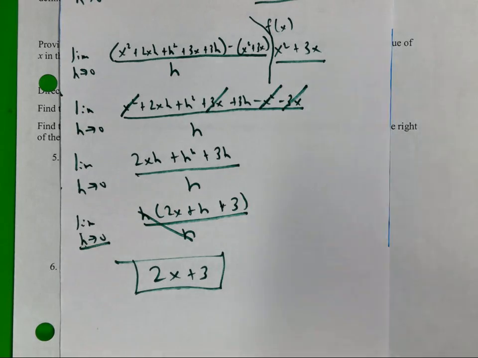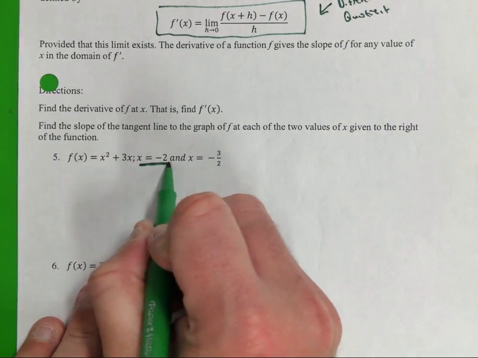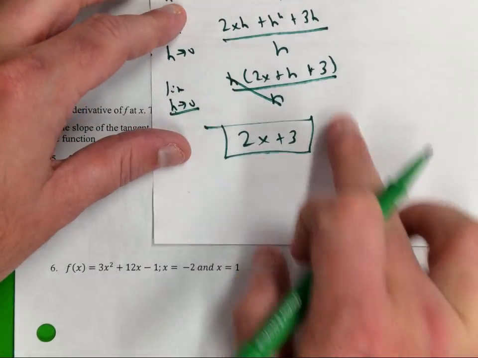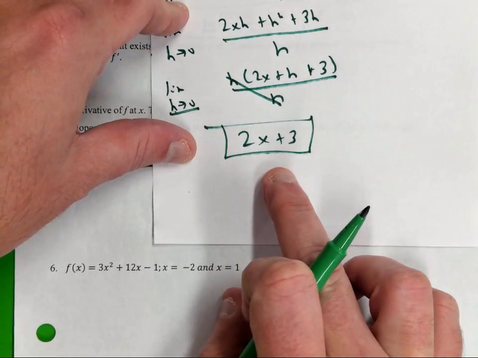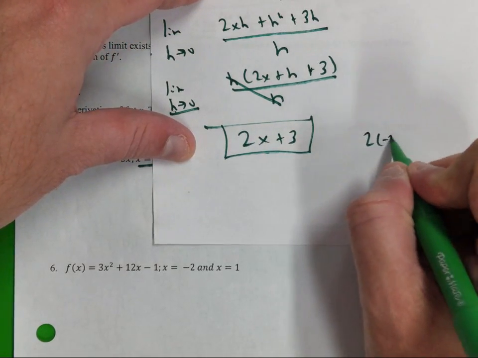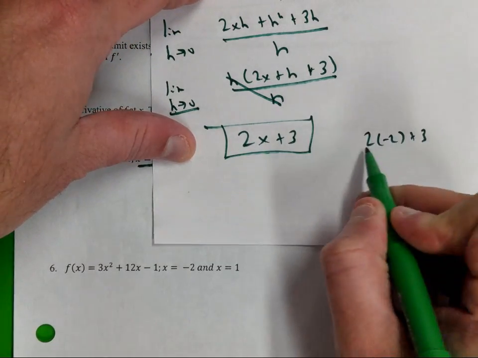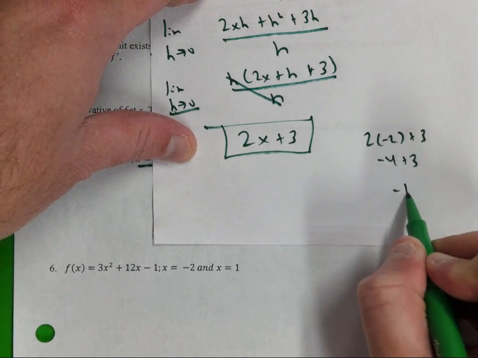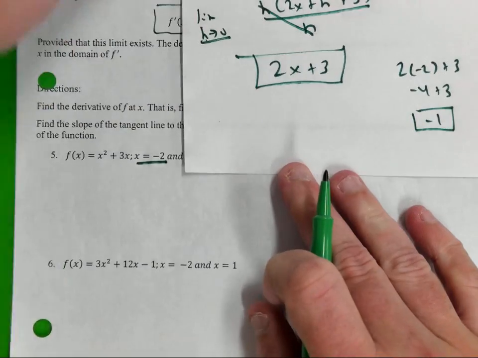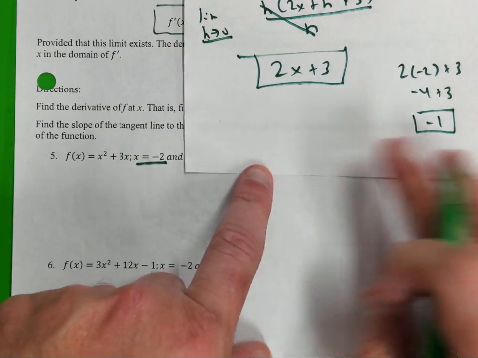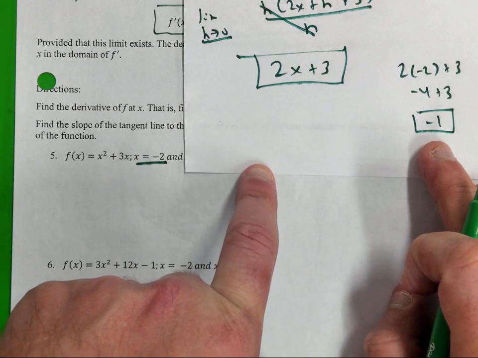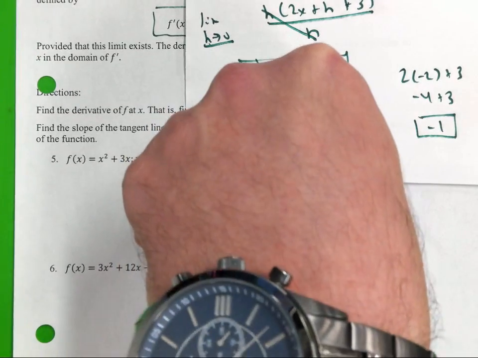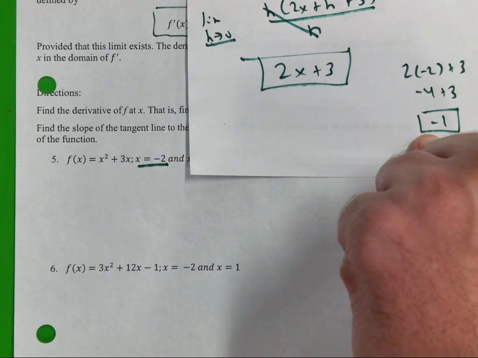So, let's look at this. I want to know what my slope is at x equals negative 2. Where would you plug this in at? This is your derivative, your aka slope generator. So I will plug negative 2 in. 2 times negative 2 is negative 4, plus 3 is? That will be your value of the slope at x equals negative 2. That's your IROC. That's your derivative, your slope generator. That is your IROC at that moment.